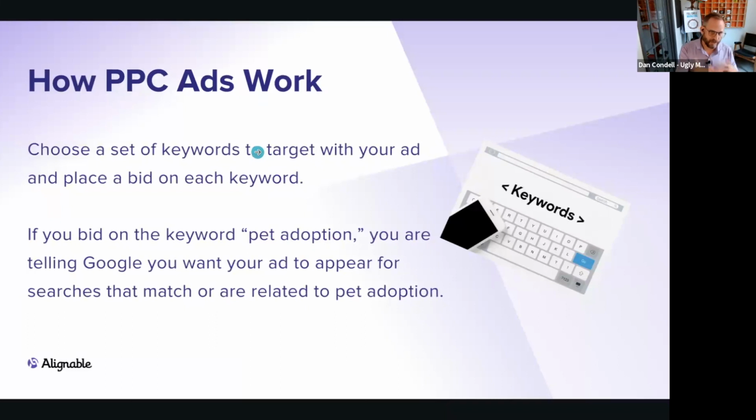All right, kind of ahead of myself here. But how do PPC ads work? You choose a keyword set. Let's say I'm a personal trainer, I'm not going to be listed for 1,000 different things. Not likely. You're probably going to be in a very specific area. So in this case, we use pet adoption as an example. You're telling Google that you want to appear in a search for pet adoption.